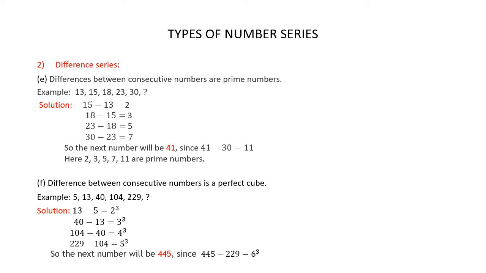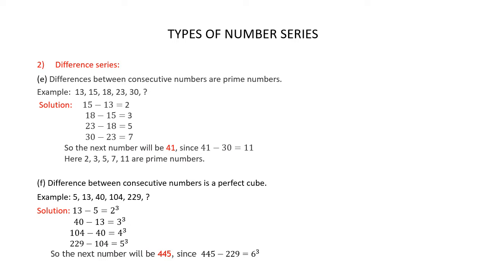15 minus 13 is 2. 18 minus 15 is 3. 23 minus 18 is 5. 30 minus 23 is 7. You'll notice that 2, 3, 5, 7 are all consecutive prime numbers. So after 7, the next prime number is 11.